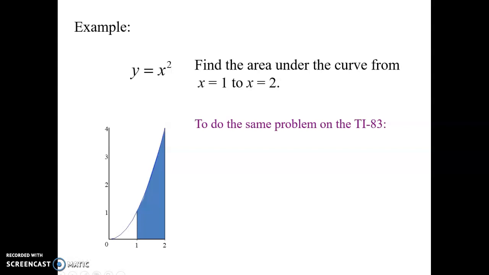Hello, this is MAT221. This is Mrs. Johnson. This is section 5.3 in Calculus 1. We were talking about this and we just did this problem on the calculator.